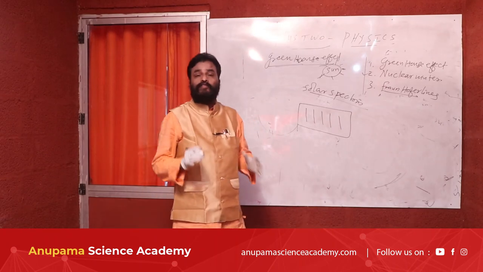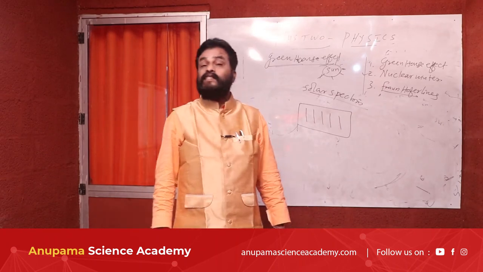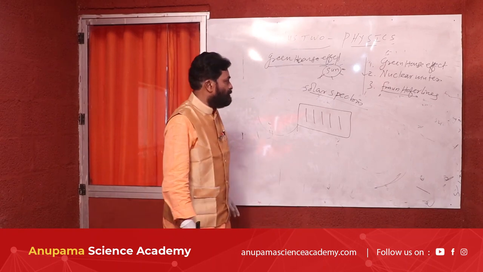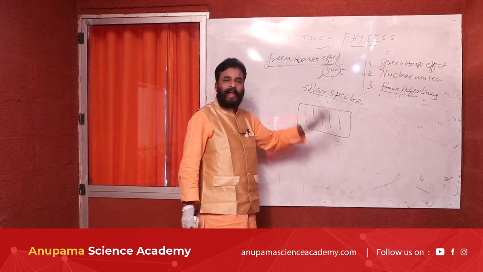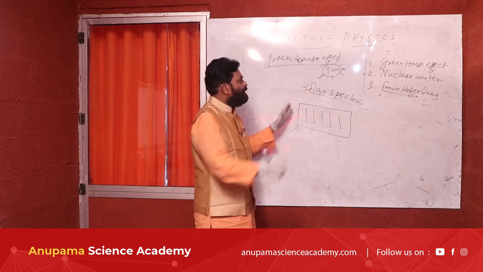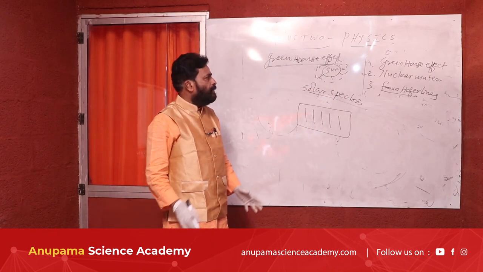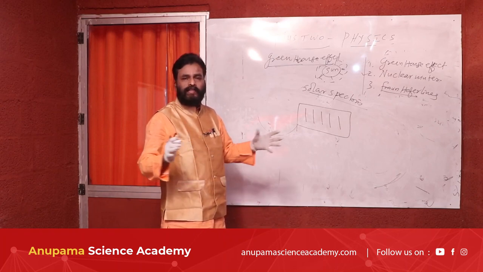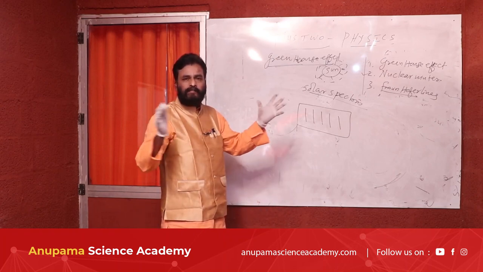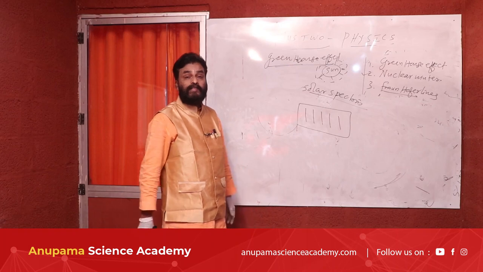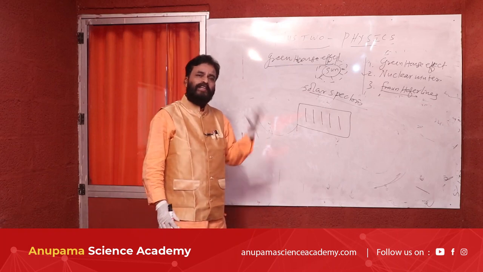What is the significance of the Fraunhofer lines? From the frequencies of these lines, the elements present in the sun's atmosphere can be identified. In the sun's atmosphere, matter is in the plasma state, at an enormous temperature of 6000 K. You can't reach there.